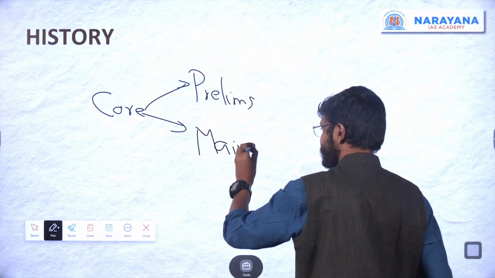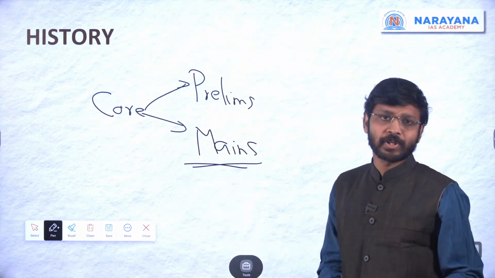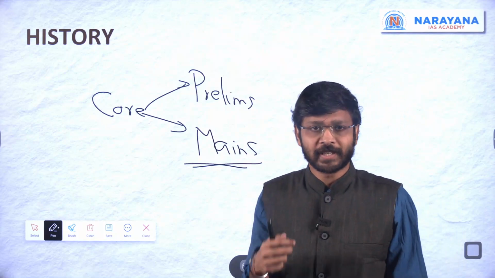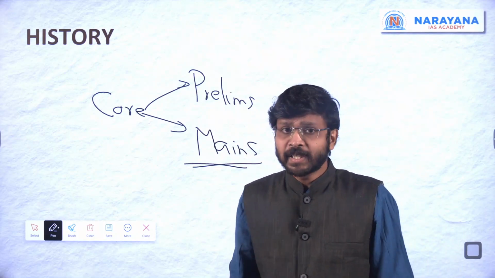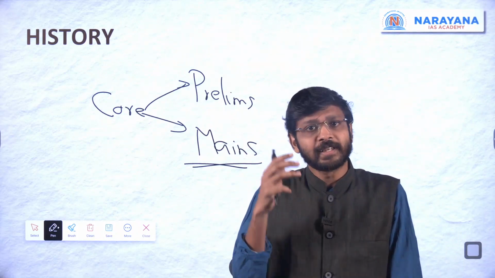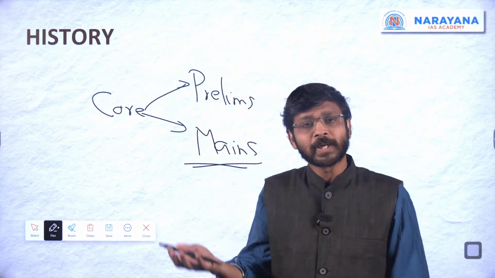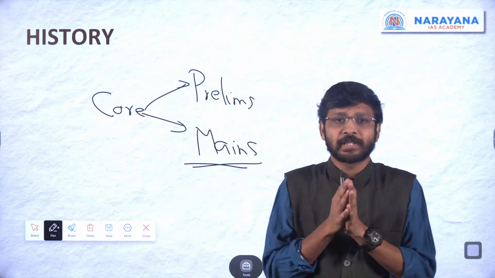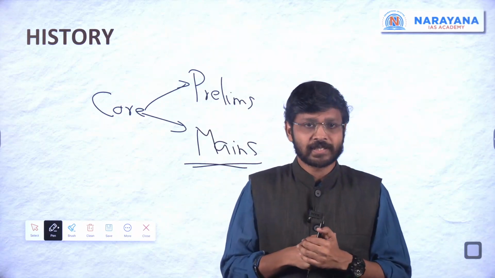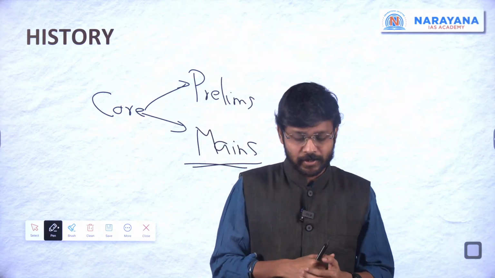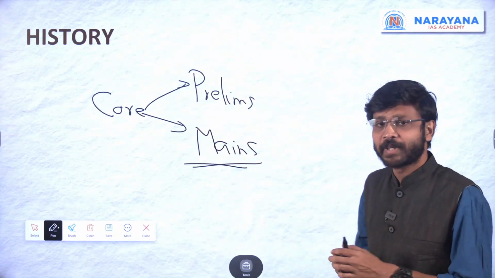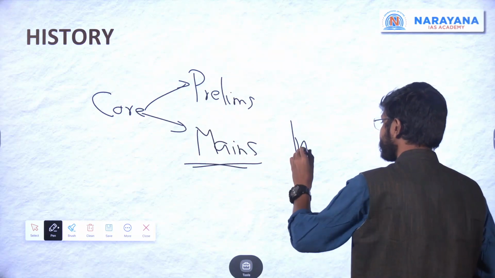Okay, we have subjects like ethics. Ethics is important only from the mains point of view and it has nothing to do with prelims. But history is not like that. History directly contributes to the GS paper 1 in both prelims as well as mains, and it's very much crucial for the other general studies papers and even essays also. So this property we call intersectionality.